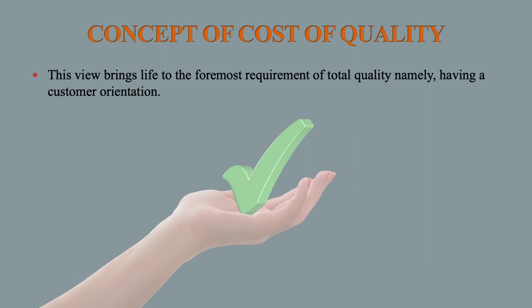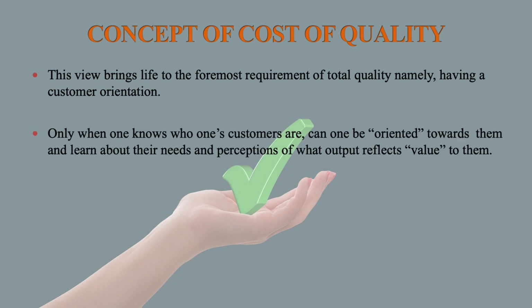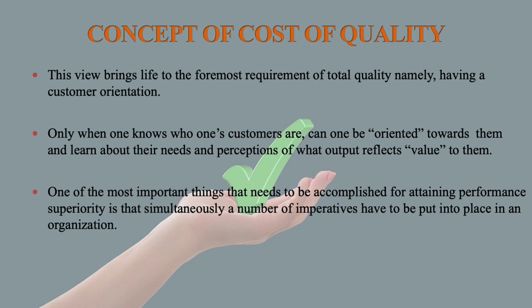This view brings to life the foremost requirement of total quality, namely having a customer orientation. Only when one knows who one's customers are can one be oriented towards them and learn about their needs and perceptions of what output reflects value to them. One of the most important things that needs to be accomplished for attaining performance superiority is that simultaneously a number of imperatives have to be put into place in an organization.